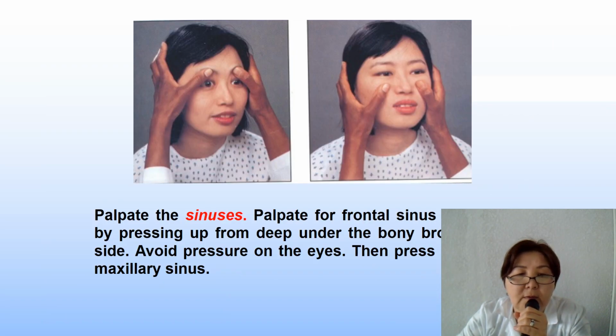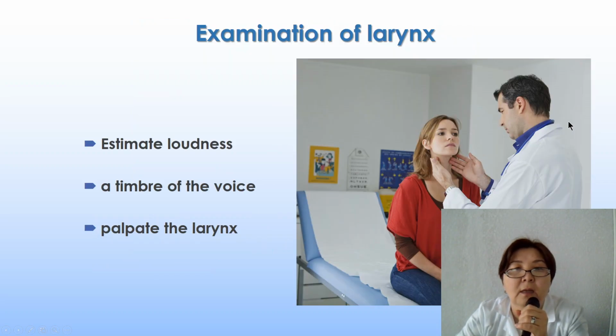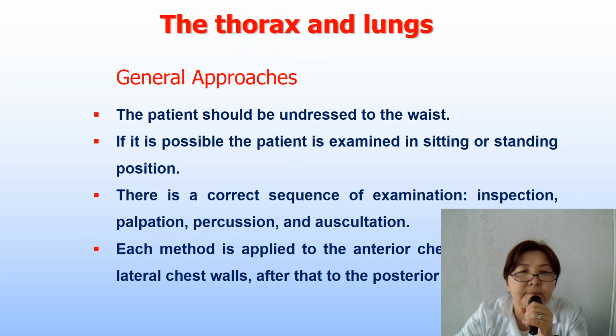After that, palpate the sinuses. Palpate the frontal sinus tenderness by pressing up from deep the bony brow on each side. Avoid pressure on the eyes. Then press up on each maxillary sinus. Then examine the larynx. Estimate loudness, timbre of the voice. Palpate the larynx.